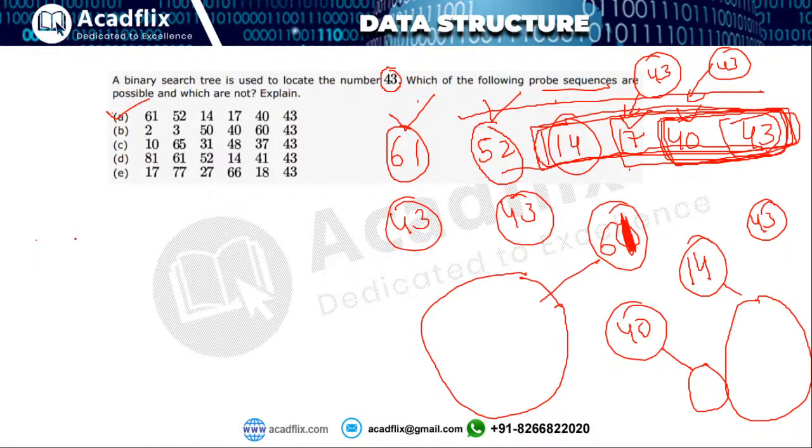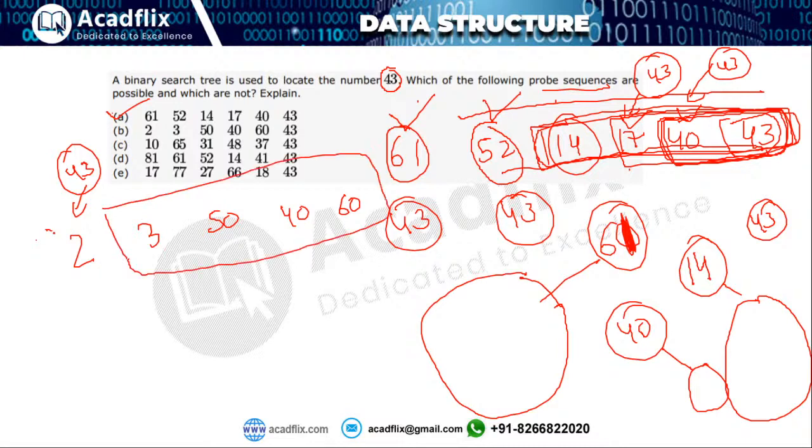Now let's move over to the next probe sequence, which is 2, 3, 50, 40, 60 and 43, which was the last one. What will I do? I'll compare 43 with 2, and because 43 is greater than 2, all these elements should be greater than 2, which is the case. So here the condition is valid. Now I need to compare 43 with 3. Because 43 is greater than 3, all these nodes should be greater than 3, which is the case. So on this one also the condition is valid.